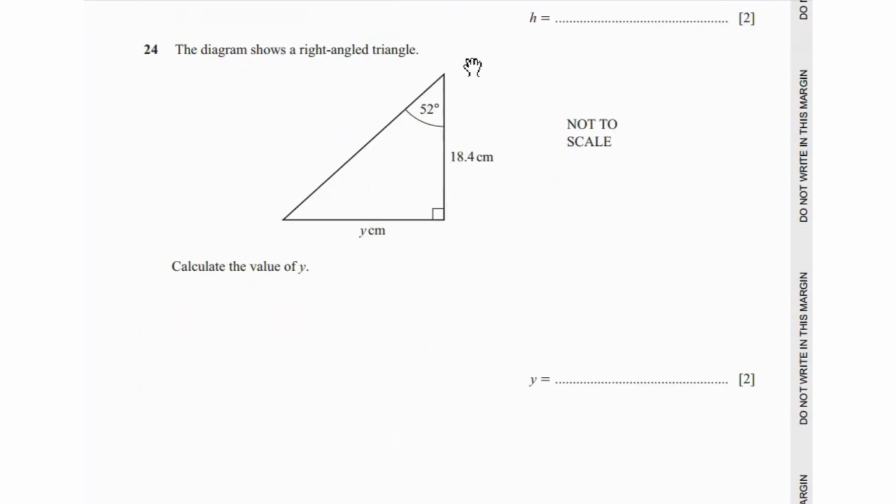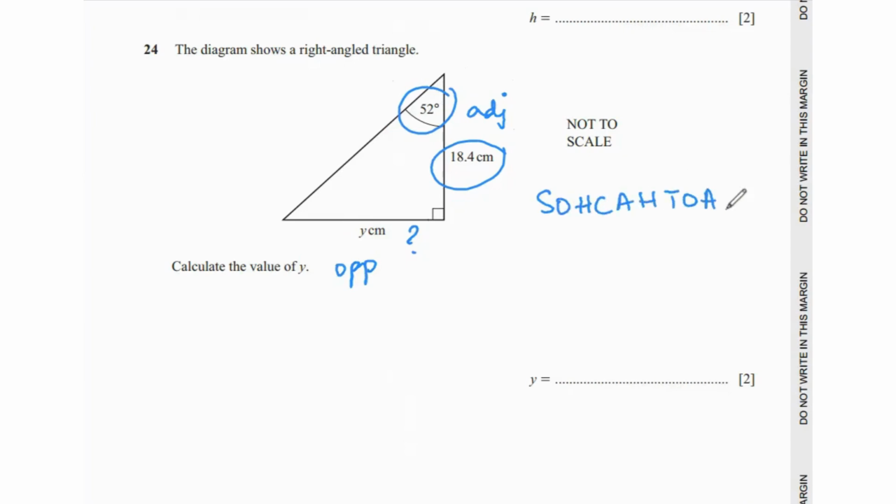Then the diagram shows a right angle triangle. Calculate the value of y. So now we have a length, an angle, and they want us to find another length. As you know, the length on which the angle lies, that's the adjacent. The length opposite to the angle, that's the opposite. We have the adjacent, we have the angle, we have to find the opposite. So using SOHCAHTOA, we will use tan because tan uses opposite and adjacent.